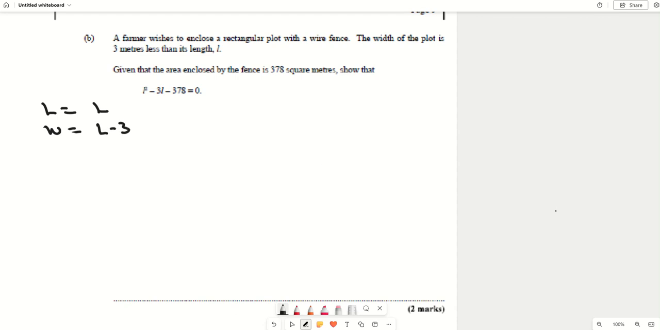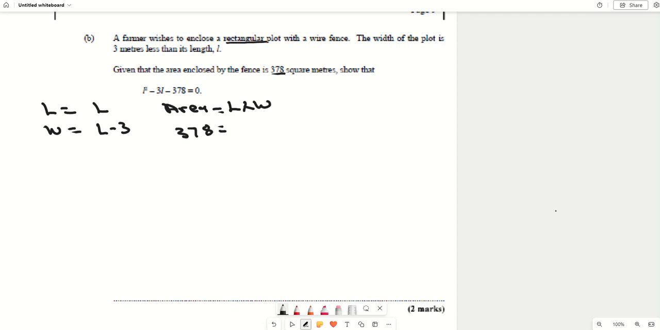right? Given that the area enclosed by the fence is this, so they tell you area, and we know what is the shape we're talking about, a rectangle, and area of a rectangle is length times width or times breadth or whatever you call it, right? So basically, they're telling you we're multiplying length by width, and our area is 378.